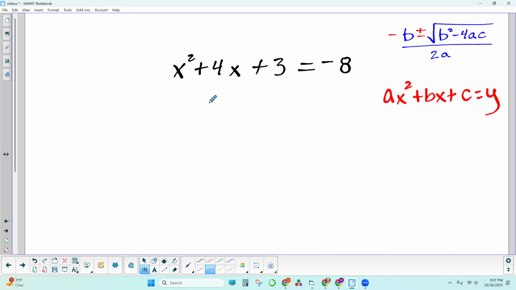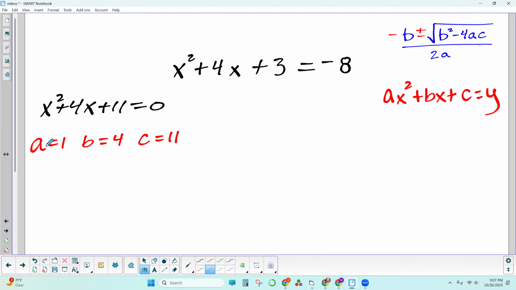All right. So let's put this in standard form. I'm going to move the 8 over, and that'll give me x squared plus 4x plus 11 equals 0. Make sure that my terms are in descending order by exponent. Looks good. So now I'm looking at a equals 1, b equals 4, and c equals 11. A is my square coefficient, b is my x coefficient, and c is my constant.